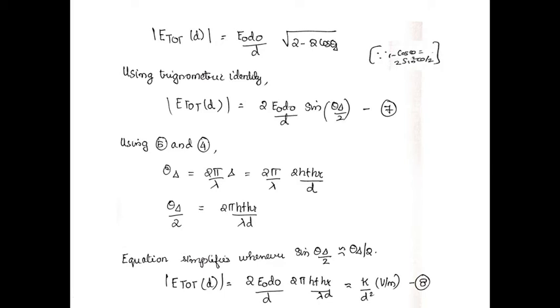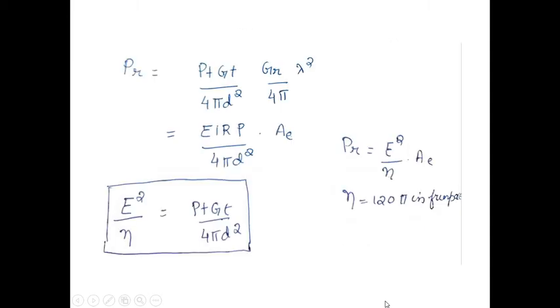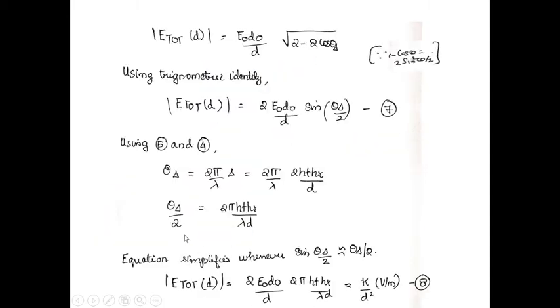Obviously, between the mobile station and the base station, the distance is going to vary. Among the rest of the factors, 2 is constant, pi is constant, and the reference values E0 and d0 are going to remain the same. And ht and hr, the heights of the transmitter and receiver, are also going to remain the same. So that is why it is written as K by d square. Only d is not a constant. Now we have got the expression for the total electric field. Okay, so this is the expression for the total electric field.